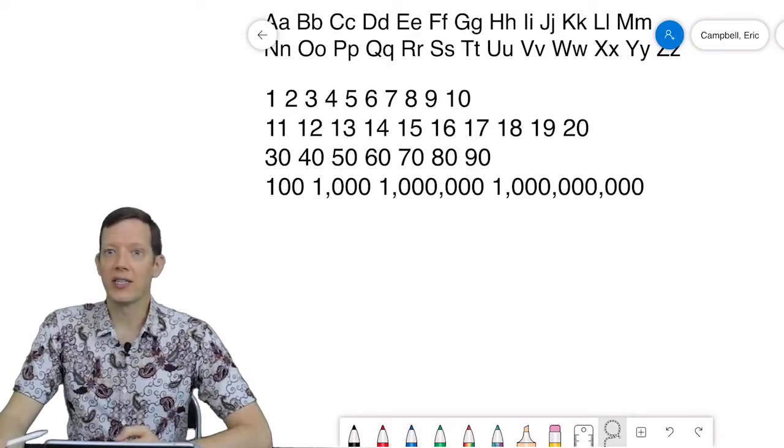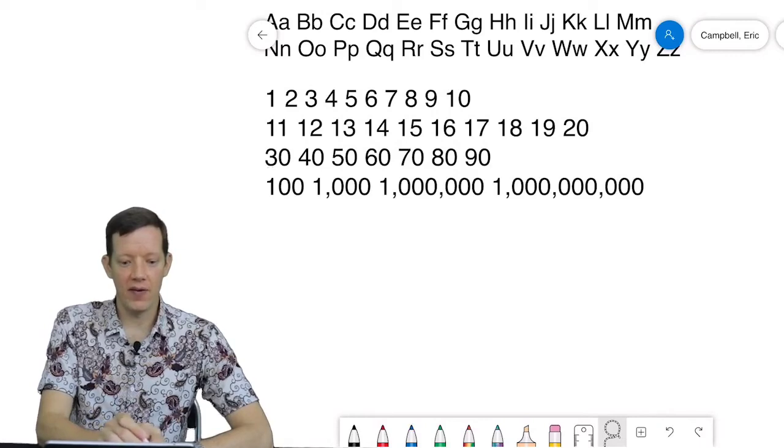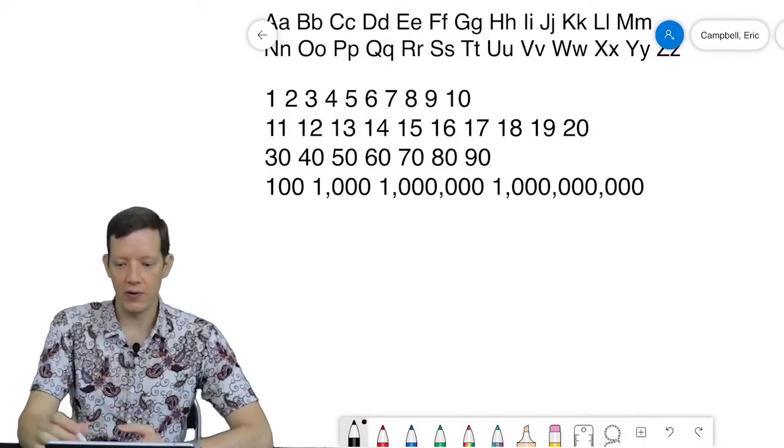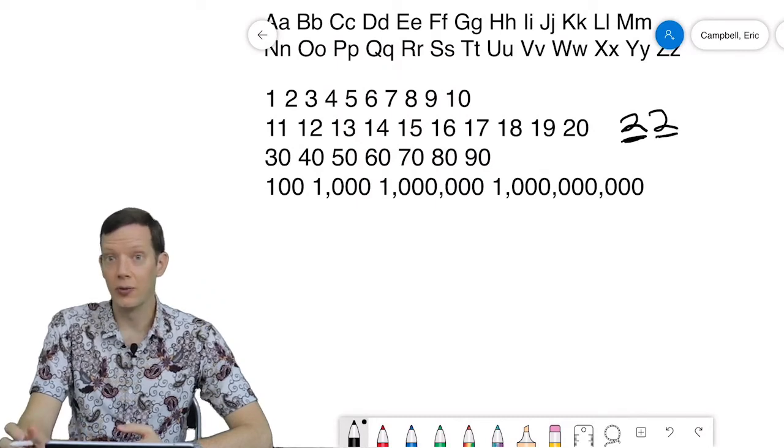However, once we get to 20, you will be using the name of the first digit and then these numbers. So for example, if I were to give you the number, this comes from the 20 that we just talked about, and then the next number is 2.